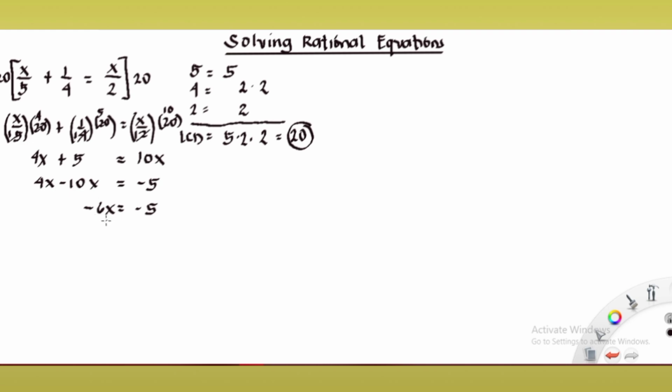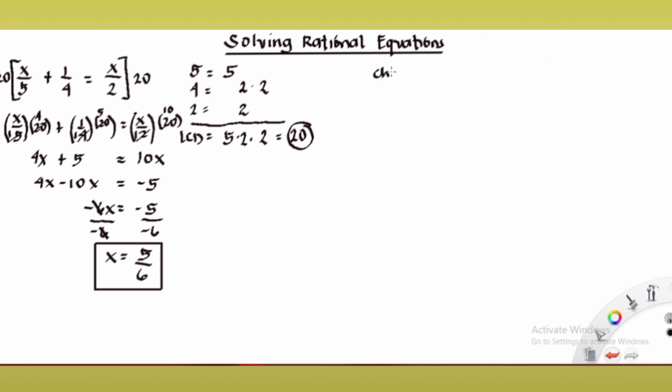Meron pa siyang coefficient na negative 6. So, we will divide both sides of the equal sign with negative 6. So, we will cancel negative 6. We have now x equals, so parehong negative ang 5 and 6. So, therefore, magiging positive 5 over 6 na siya. Alright? So this is the value of x in this equation.